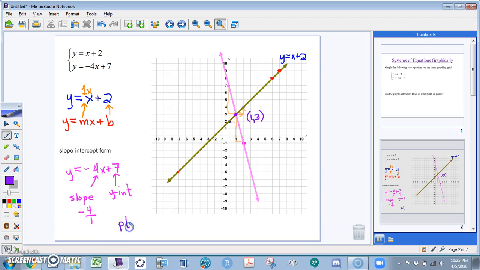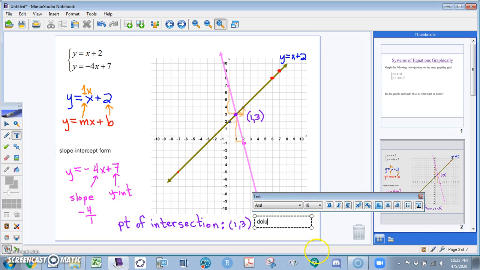So the point of intersection, I like to use PT for an abbreviation for point, but there's so many words that start with INTR in math, I'm going to actually write out the whole word, point of intersection. And my point of intersection is 1, 3. That is also called the solution of the system of equations.